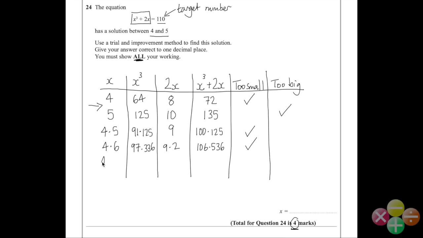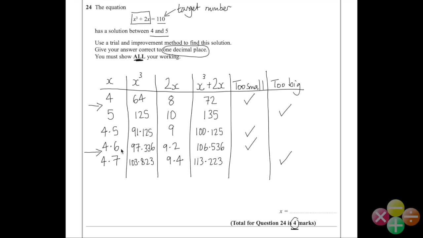So let's try 4.7. Now 4.7 cubed, that's 103.823. 2 lots of 4.7 gives me 9.4. Now if I add those two columns together, I get 113.223. And you can clearly see that that is just too big. So this tells us that our answer for x, if we were to carry on and go further, would lie between 4.6 and 4.7. We need our answer to 1 decimal place.